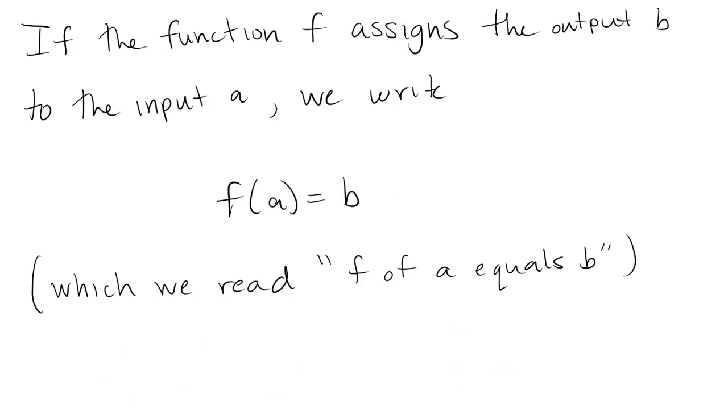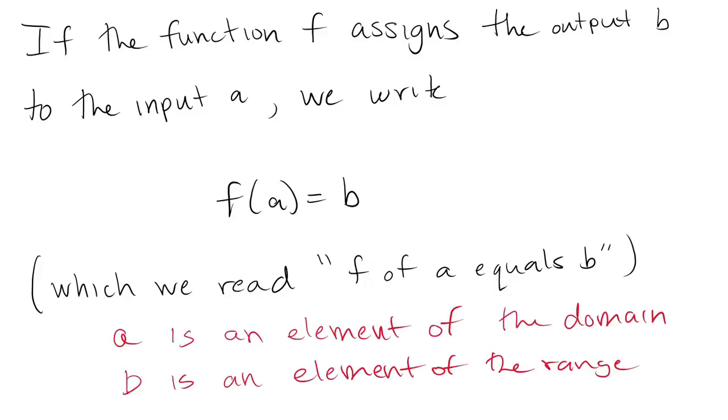We call it function notation. If the function f assigns the output b to the input a, we write this notation where first we write the name of the function, then in parentheses we write the input, and we set that equal to the output. We read this f of a equals b. Here a is an element of the domain and b is an element of the range. Rather than having to draw a picture to show the correspondence or say in words that the value a corresponds to the value b, we use this shorthand notation, function notation, f of a equals b.